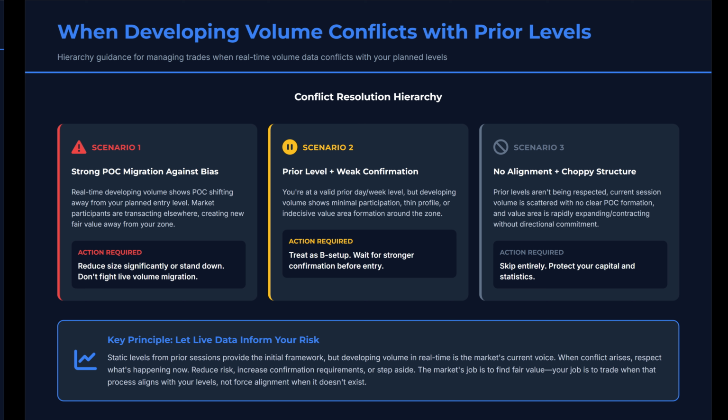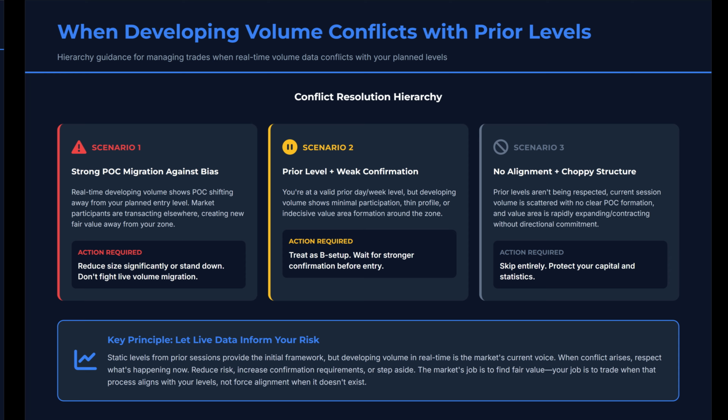What this tells you, market participants are transacting elsewhere. They're creating new fair value away from your zone. Your prior day level is being rejected in real time. Action required? Reduce size significantly or stand down entirely. Don't fight live volume migration. If you absolutely must take the trade, reduce your position size to 25% or less, but the better decision is to stand down. The market is giving you real-time feedback that your thesis is wrong.